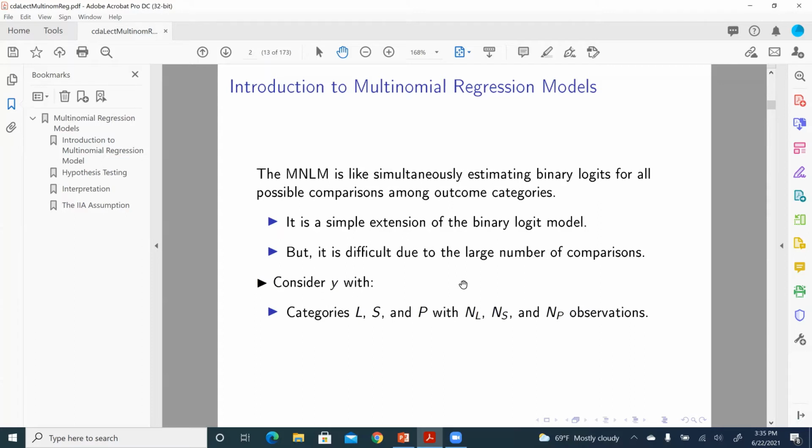So lots of comparisons and hard to talk about the results. And here's an example: a nominal response variable y with categories L, S, and P, and their corresponding subsample sizes N subscript L, subscript S, and subscript P. And here L corresponds to laborers, menial labor. S is skilled workers. P is professional, so occupational status.